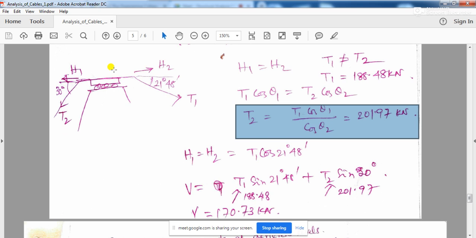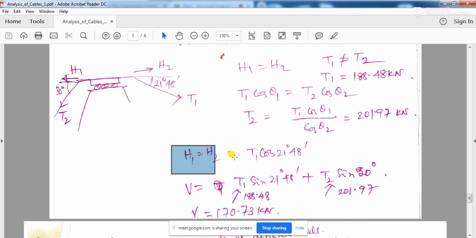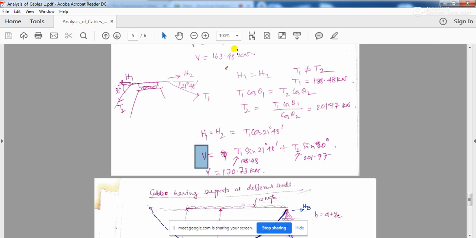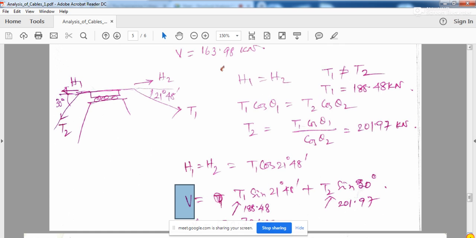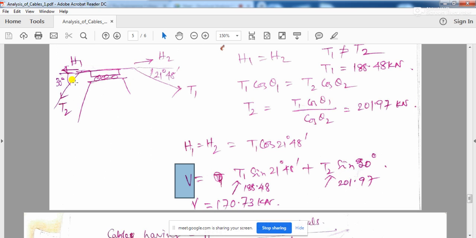Because in this case, you see, always your H1 is going to be equal to H2. So H1 is equal to H2 is equal to H, which will be nothing but T1 cos 21.48 degree. And your V is going to be equal to how much? T1 sine of 21.48 degree and T2 sine of this 30 degree. So if you calculate it, you are going to get the value of V.